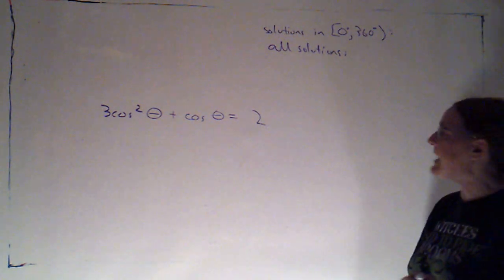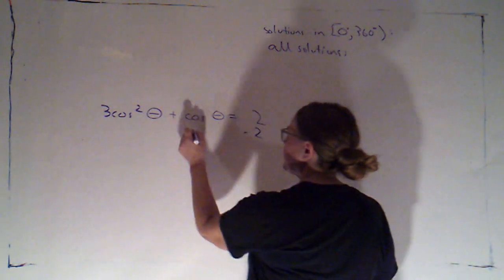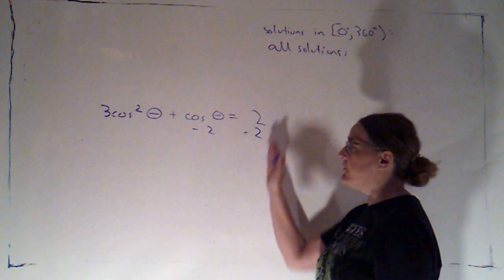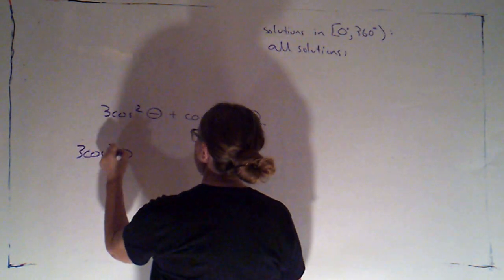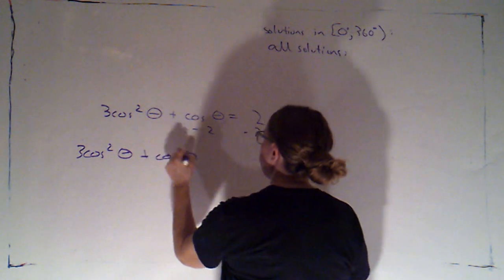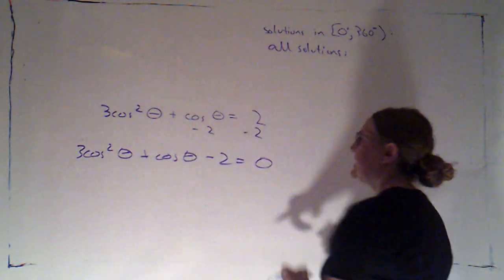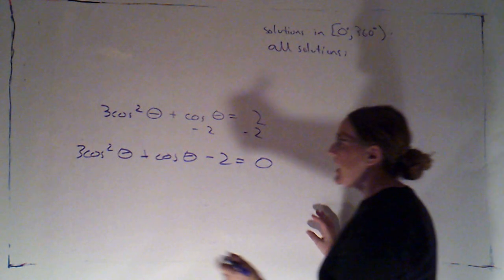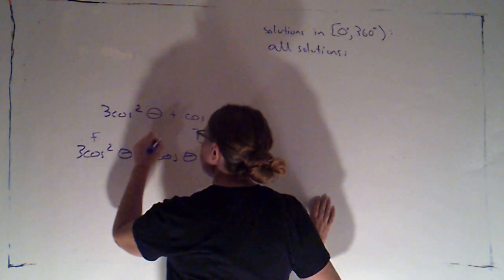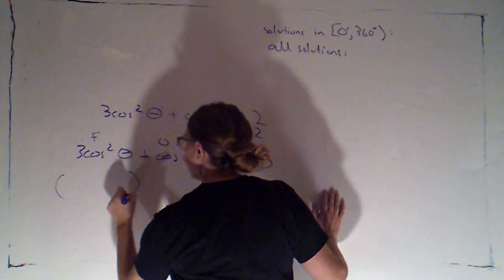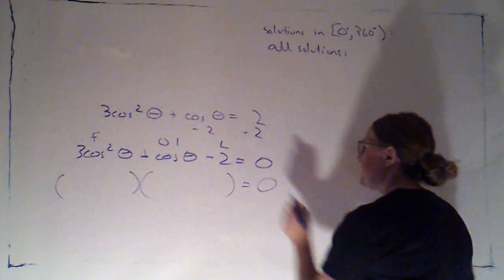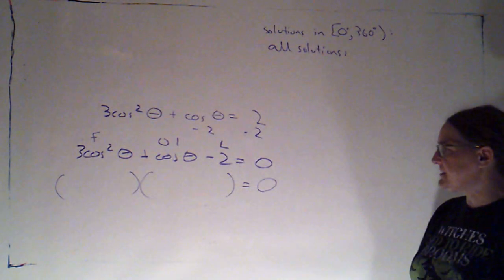As I mentioned at the end of the last video, the first thing I want to do is subtract that 2 over to get one side equal to 0. So we'll have 3 cosine squared theta plus cosine theta minus 2 is equal to 0. And again, I'm hoping that this is the result of FOILing. So I'm hoping that I can find 2 binomials that are going to multiply to give me this.